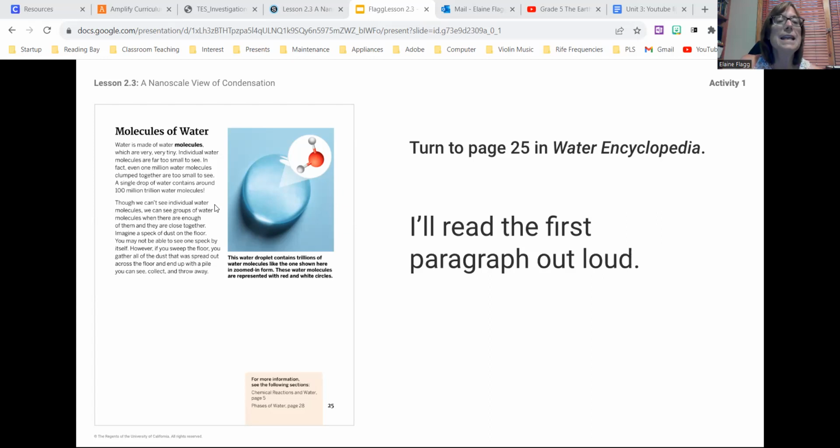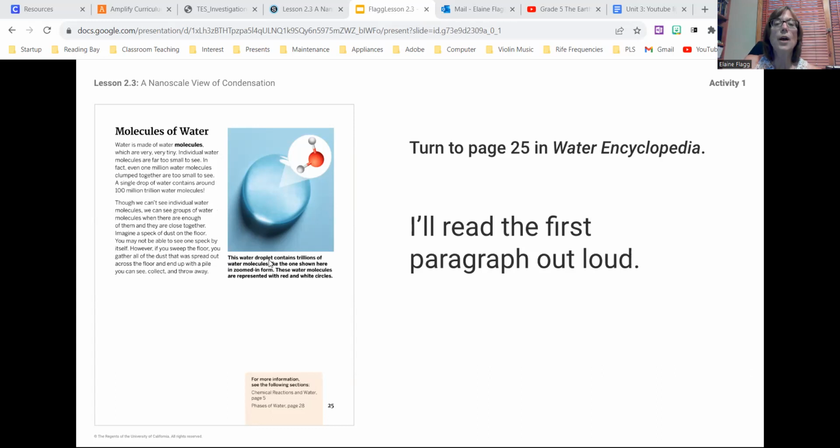Though we can't see individual water molecules, we can see groups of water molecules when there are enough of them and they are close together. Imagine a speck of dust on the floor. You may not be able to see one speck by itself. However, if you sweep the floor, you gather all the dust that was spread out across the floor and end up with a pile you can see, collect, and throw away.